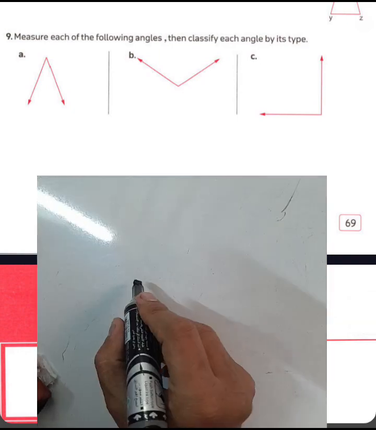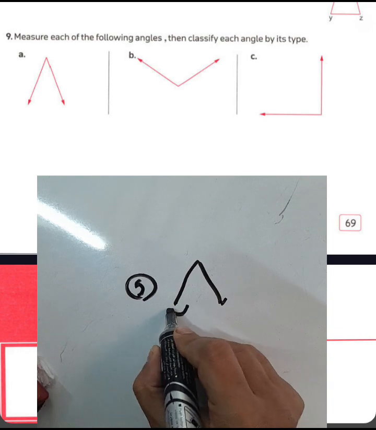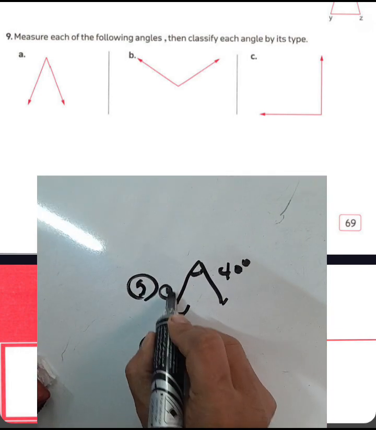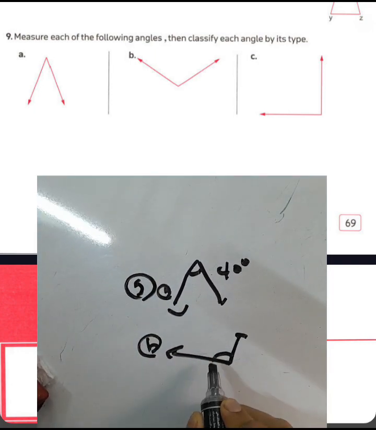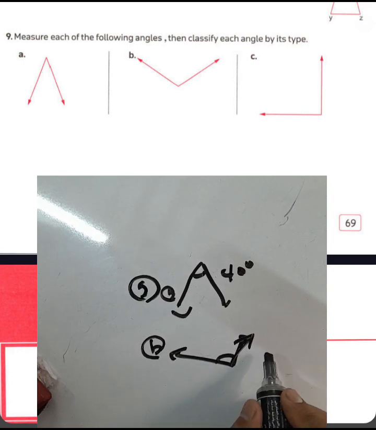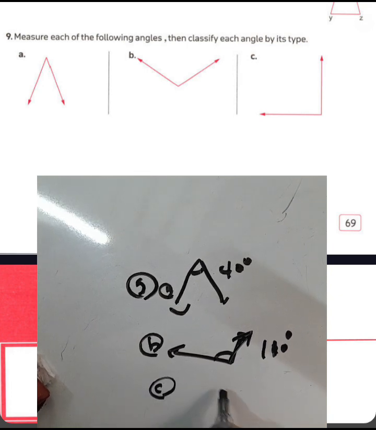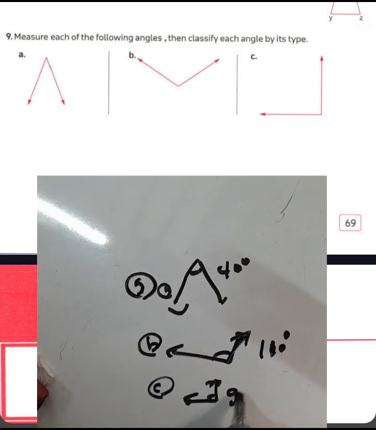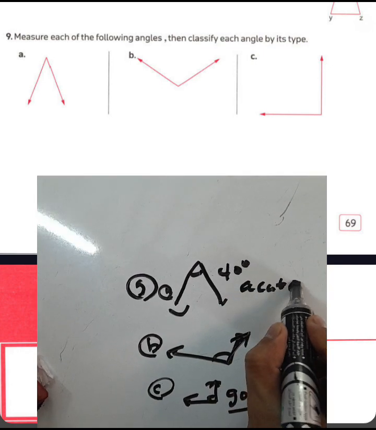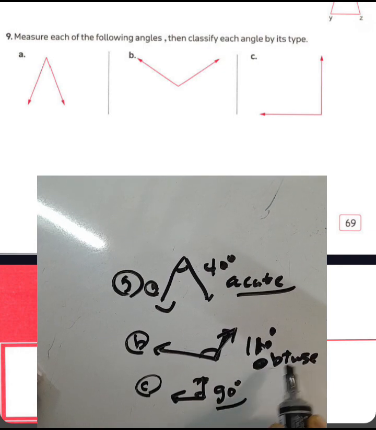Measure each of its angles by using a protractor to find the measure. It's an acute angle, the measure of it will be 40 degrees. And letter B, it's obtuse, greater than 90 degrees. It will be nearest to 90, it will be 100 or 110 degrees. So letter C, it will be a right angle, the measure of it will be 90 degrees. We have here an acute angle, 110 obtuse and 90 right.